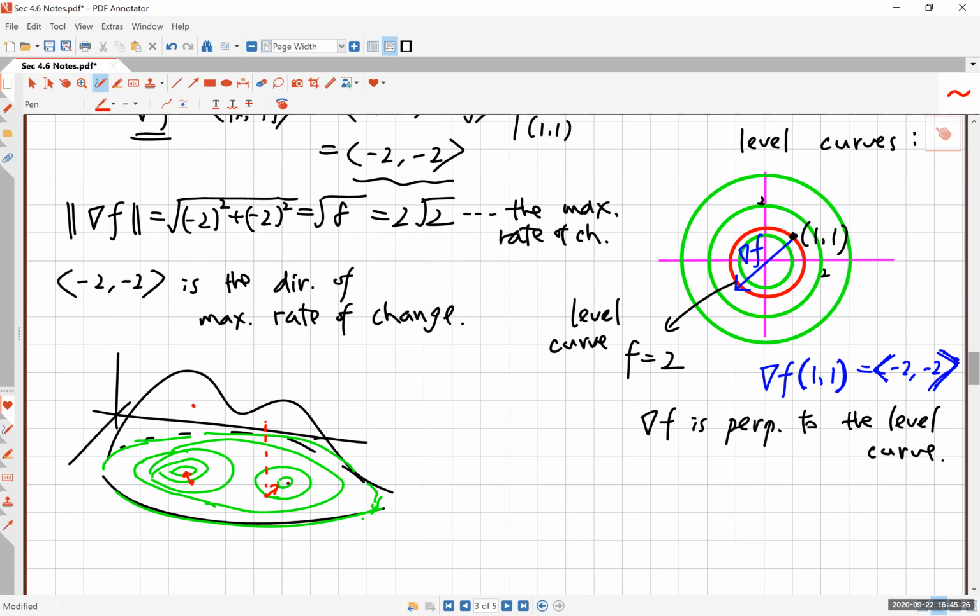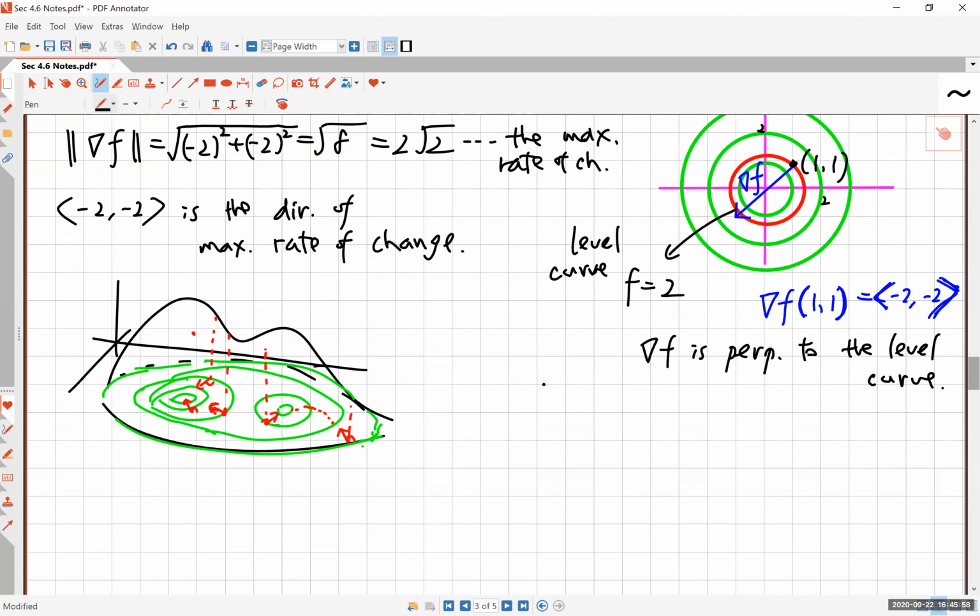If you're over here, then it'll be pointing this way. Not necessarily to the center, but it is perpendicular to the level curve. If you're standing right here, it'll be perpendicular to the level curve at this point, right? If you're here, it's going to be perpendicular again at this point, and so on. And if you keep following the gradient, then eventually you'll go to the top, but that may not be a straight line. Okay, so that's the point here.